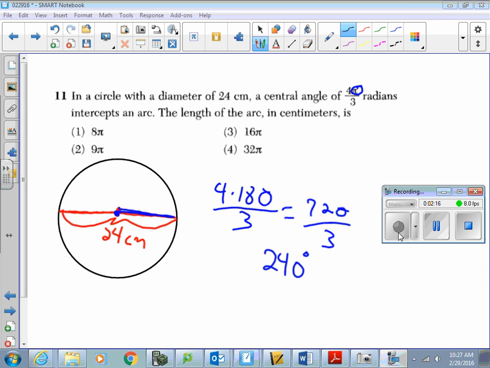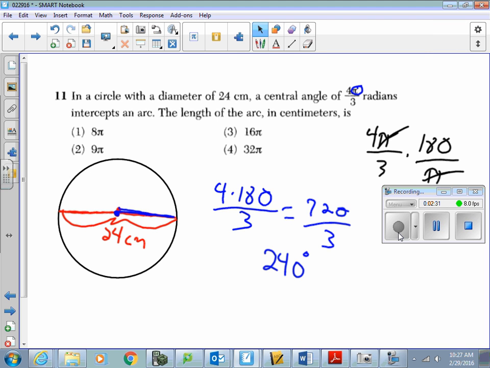You also remember when you go from radians to degrees, you want to multiply by pi over 180. I'm sorry, 180 over pi. Be careful. Your pi is going to end up canceling out, just 4 times 180 over 3. A lot of ways to look at that, but either way, we know we're going 240 degrees, which means you should remember that this is 180. So I'm going to have an angle somewhere over here. It's going to be in my third quadrant, and it's going to be like this. So what they're asking about now is the length of the arc in centimeters.